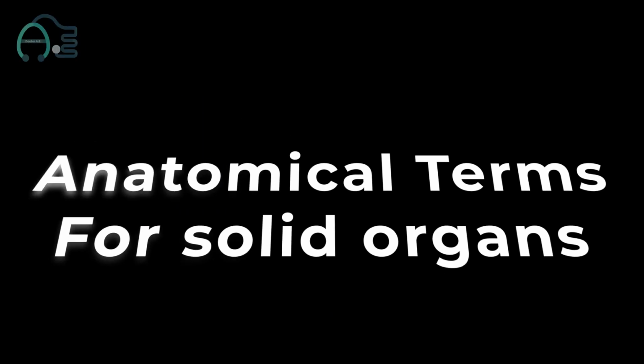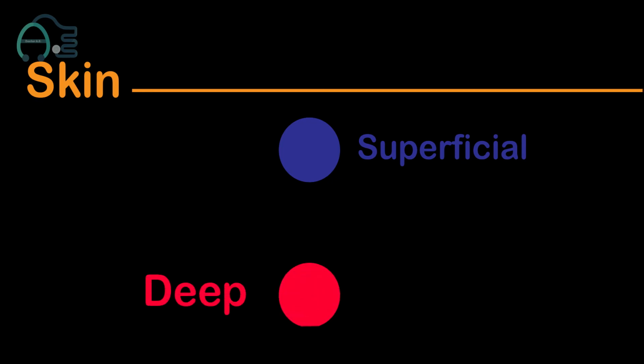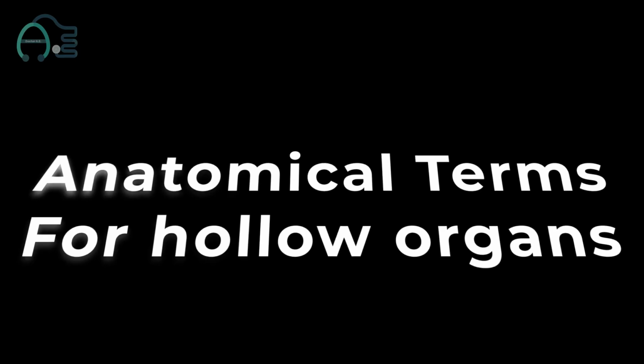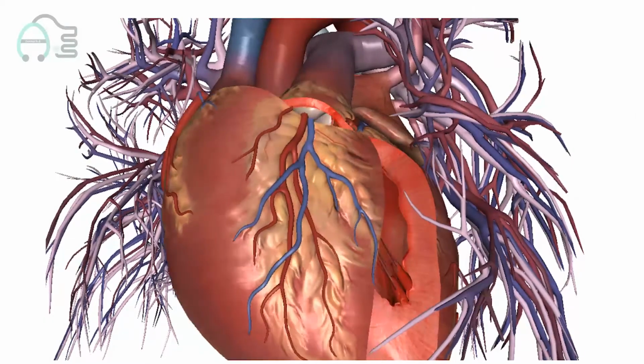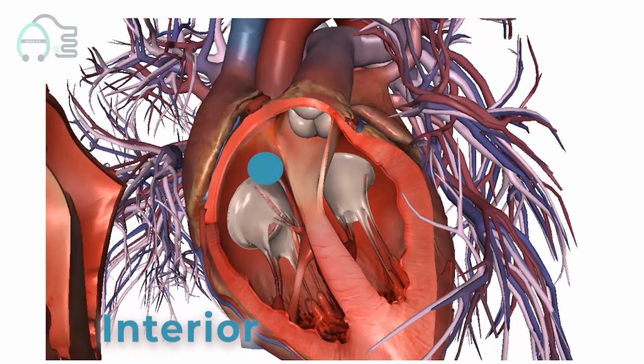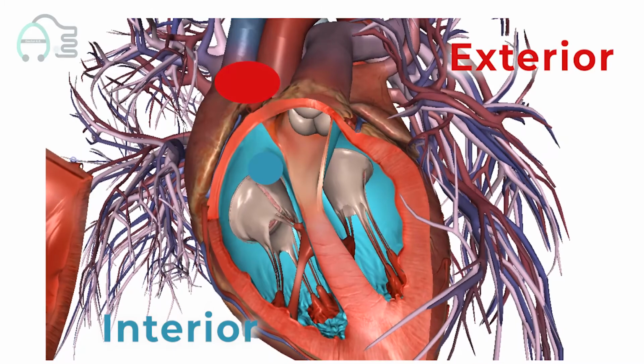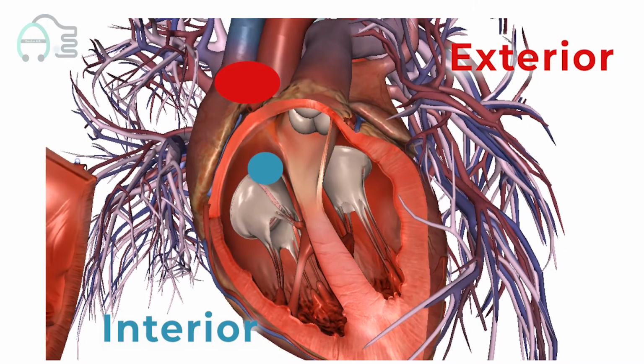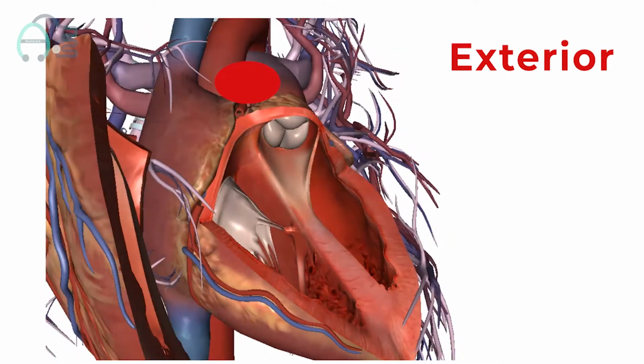Anatomical terms for solid organs. Superficial or external means situated near the surface. Peripheral also means outward or near the surface. Deep or internal is used to describe parts that are more internal. Anatomical terms for hollow organs. Interior or inside refers to a position near to the cavity of the hollow organ. Exterior or outside refers to a position away from the cavity of the hollow organ.